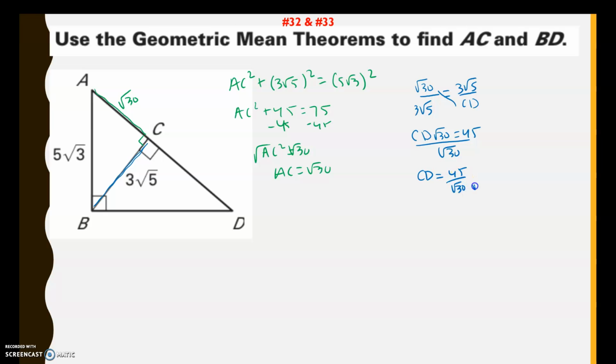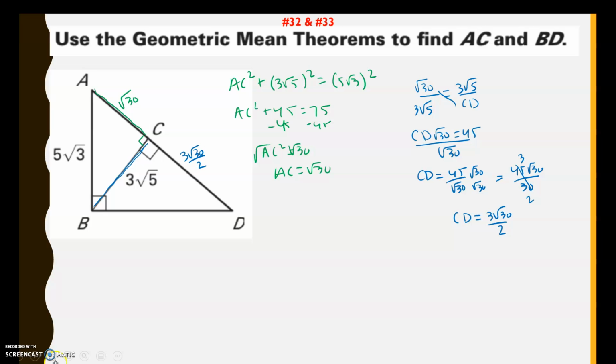But here I have to rationalize. So I multiply top and bottom by rad 30, and I get 45 rad 30 over 30. On the outside, 45 and 30, I can pull out a 15, which leaves me with a 3 and a 2. So CD is really equal to 3 rad 30 all over 2.